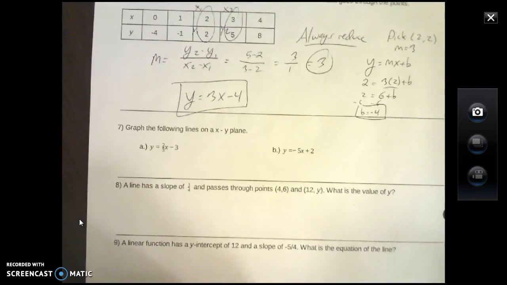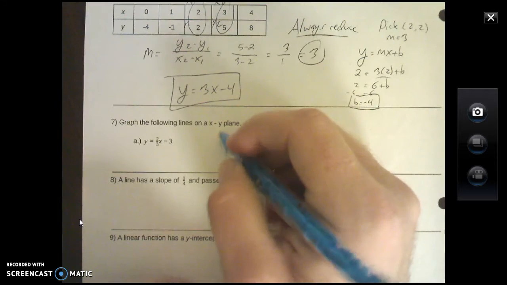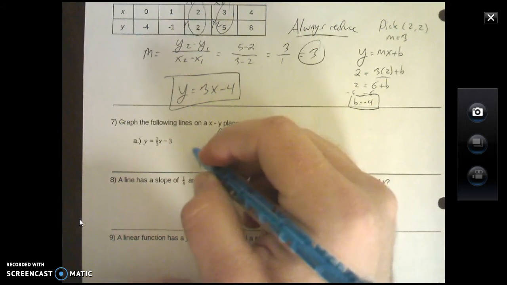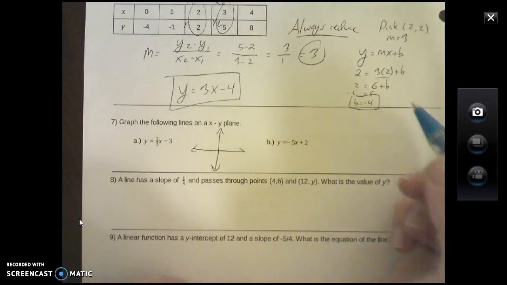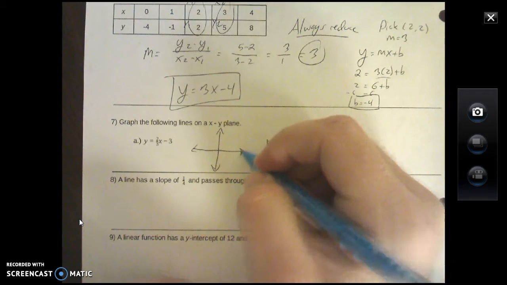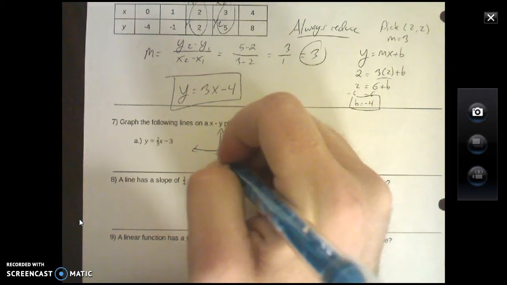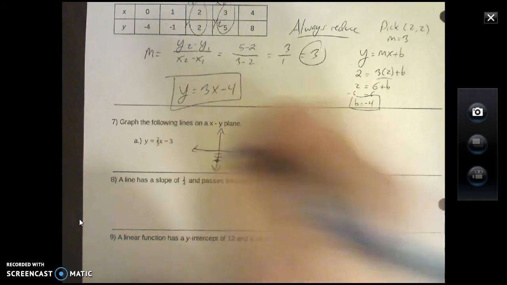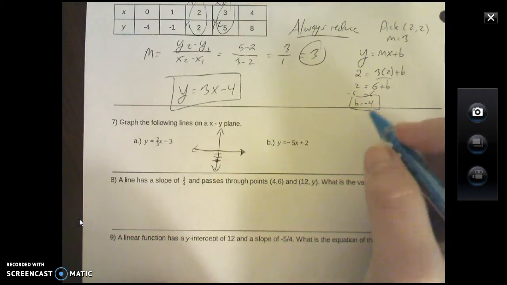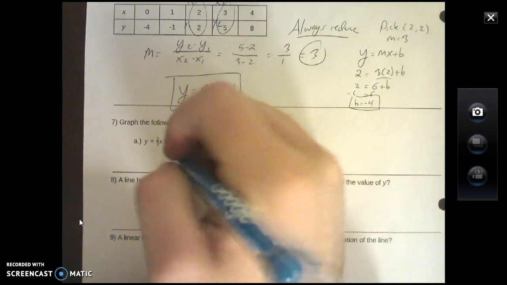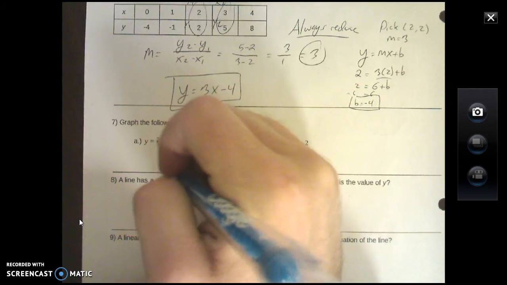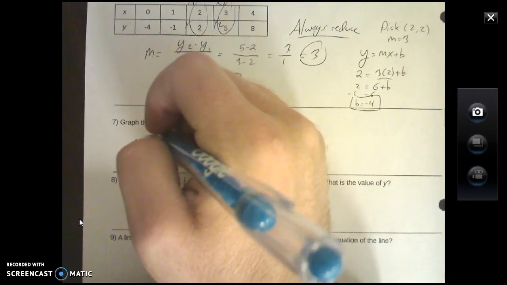Graph the following lines in the xy plane, okay? You guys have graphing calculators that allow you to see this, but you're looking at my y-intercept, which is -3. Down 3, plot a point. Cool. My slope is 2 over 3. So this is my b, the y-intercept. This is my m, the slope.